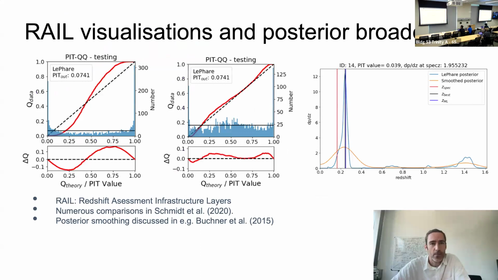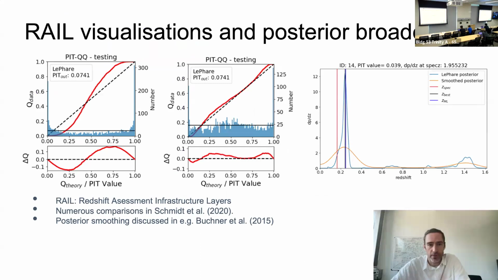Okay, one of the key advantages of RAIL is the visualizations we get. These are the probability integral transform plots that we're all using to check the quality of the posteriors. We see here the standard LePhare run is under dispersed. I've been told the way to understand that, if it looks like a U, it's under dispersed. That means that the posteriors are overly tight, effectively.